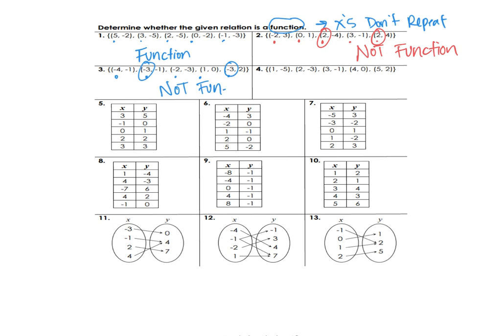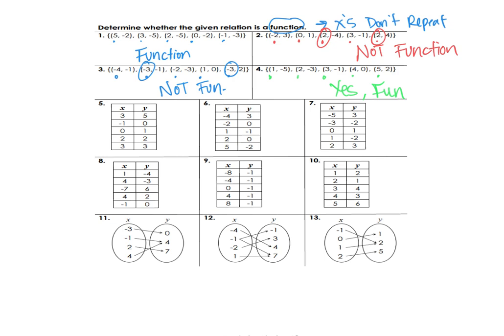Number 4, my x values are 1, 2, 3, 4, and 5. Okay, the x's don't repeat. And notice I'm not looking at the y values at all because it doesn't matter what the y values are. Okay, it only comes down to the x's. Do they repeat or not? Y's can repeat like all the day long. We don't even care.